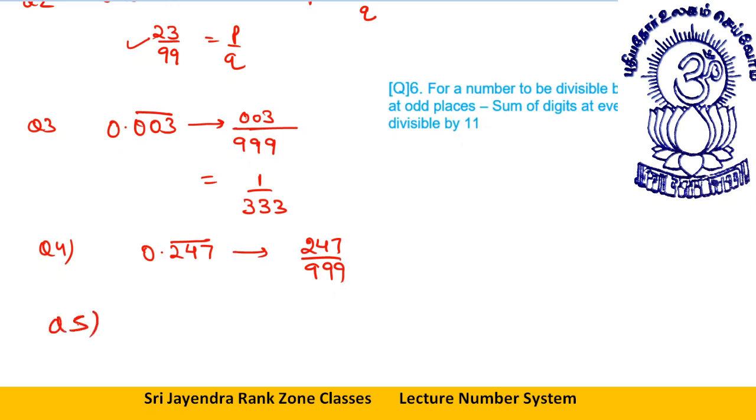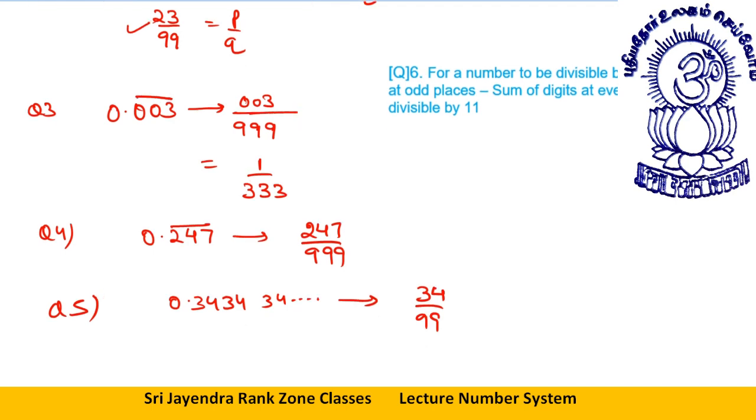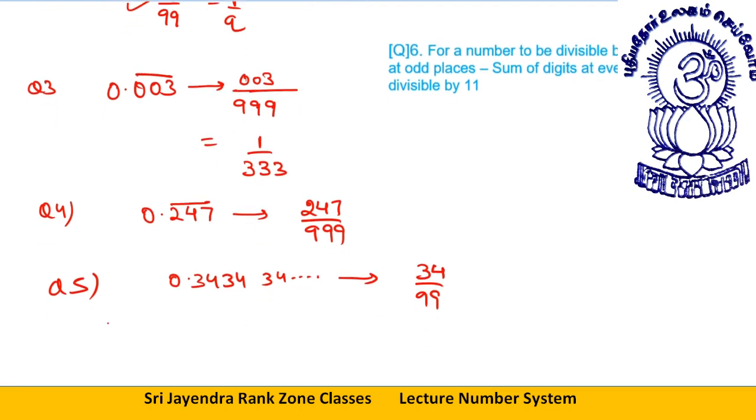Next, again a similar question, 0.343434 dot dot dot. That will be what? 34 by 99.